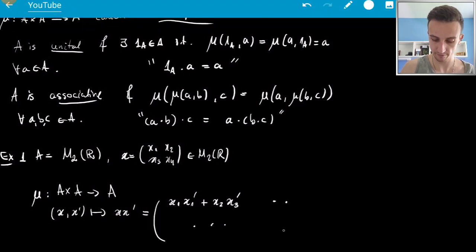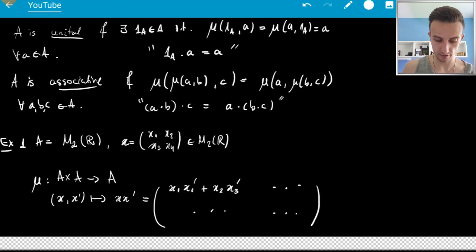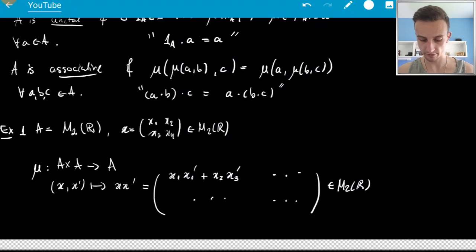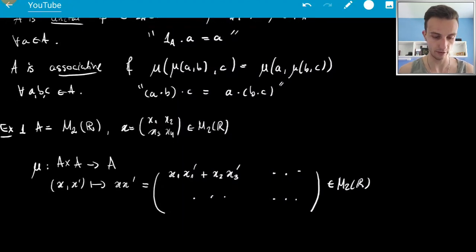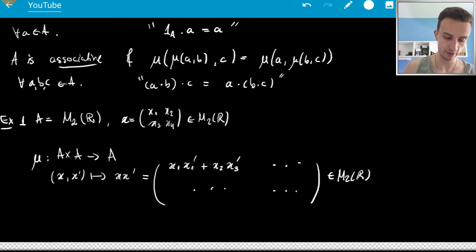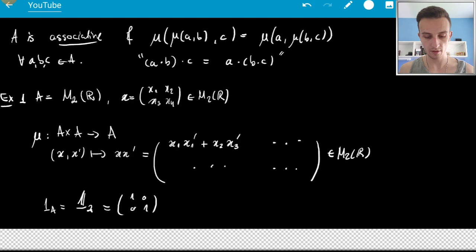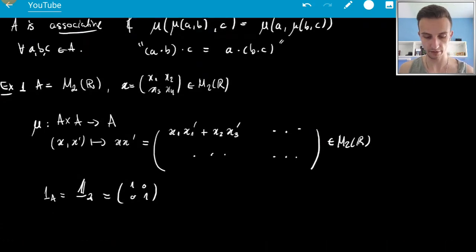And then the rest. Okay. And this you could then verify is also in M2R, of course, because the size didn't change and the field didn't change, so everything's good. Who's the identity? Well, the identity is just the 2x2 matrix like this. And is it associative, right? So now I've shown that it's unital. Is it associative?